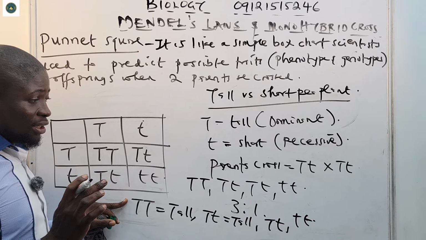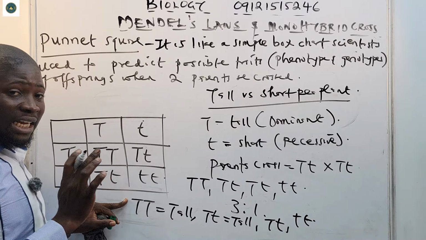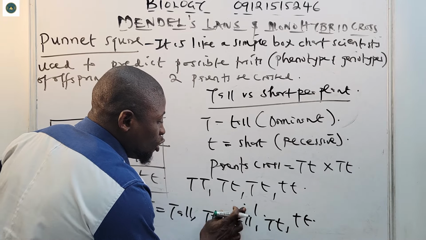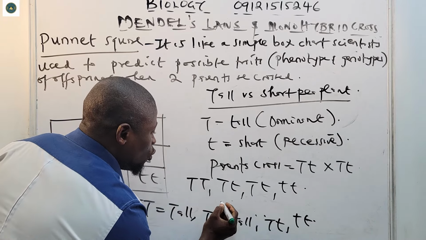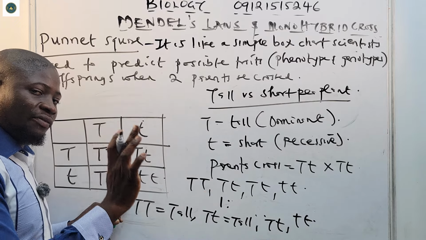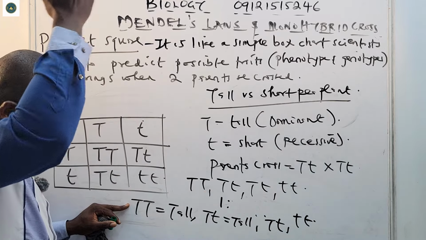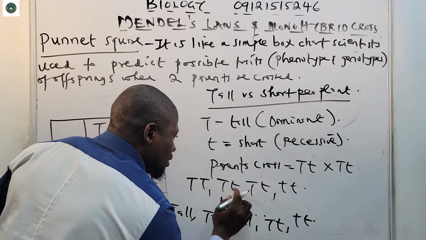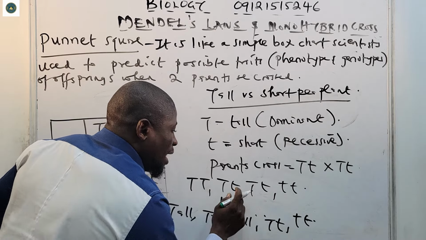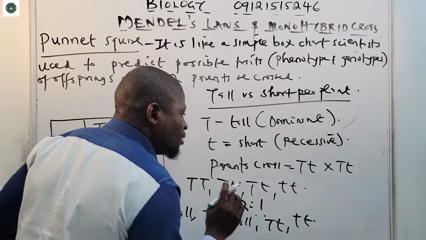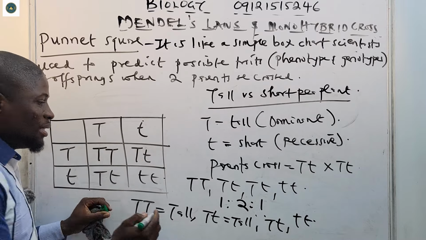But sorry, this will not be the genotype ratio, rather. Sorry, that's an error. The genotype ratio will be showing us 1 pure tall plant, then 2 heterozygous tall, then 1 pure short plant. This will be the genotype.